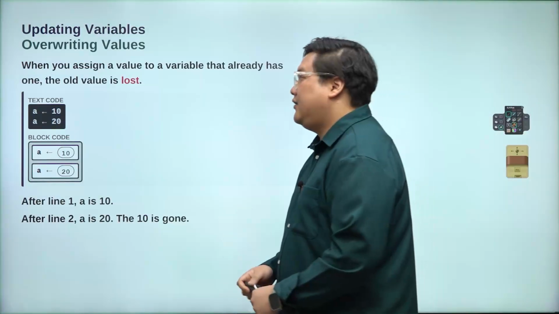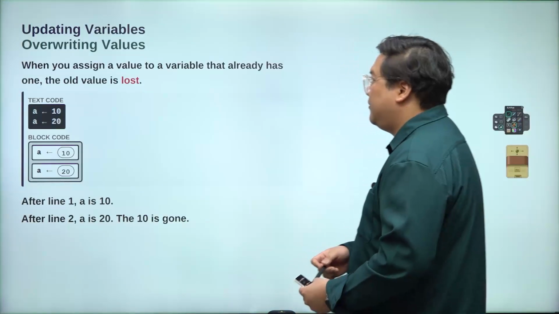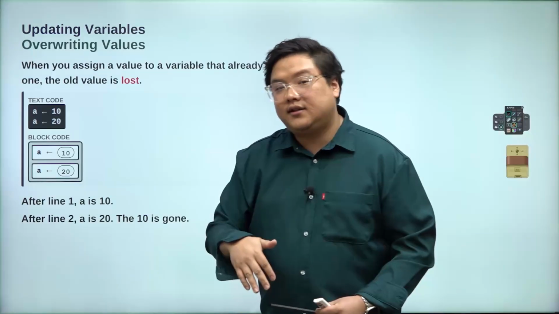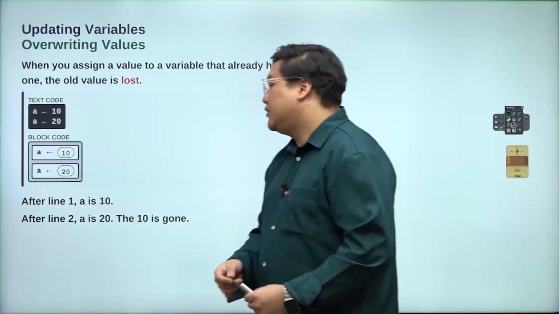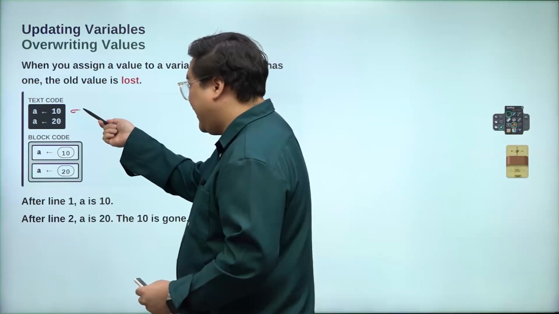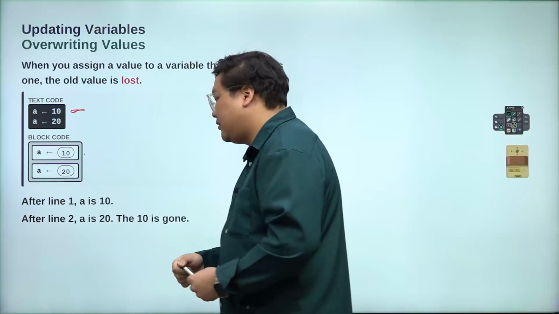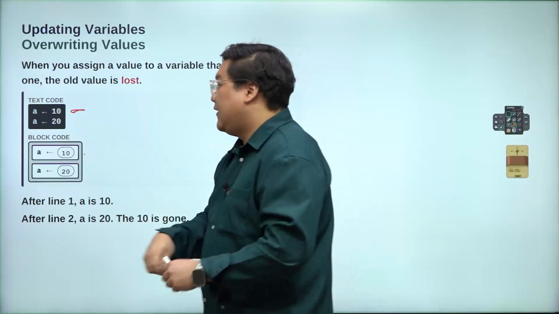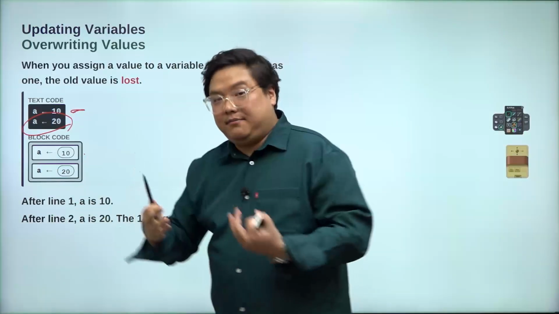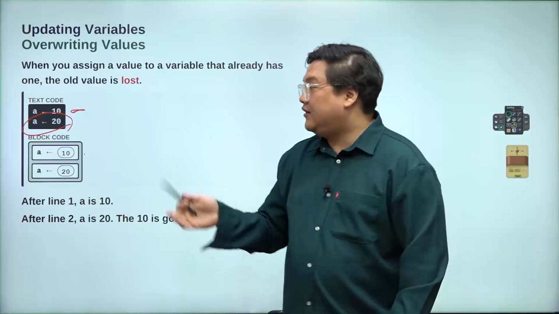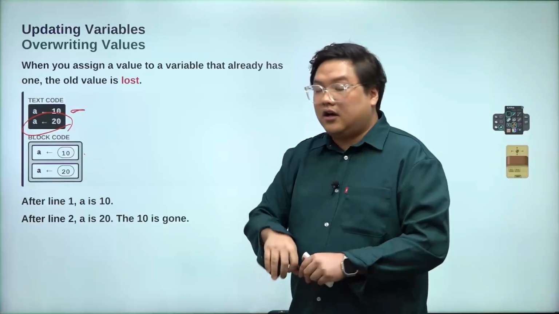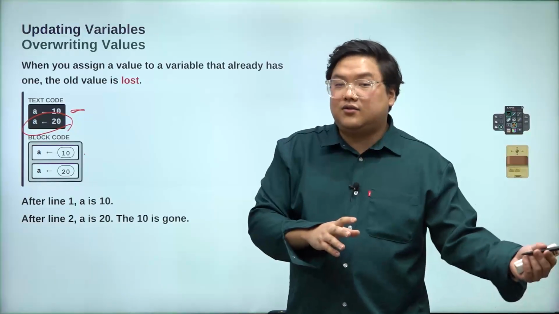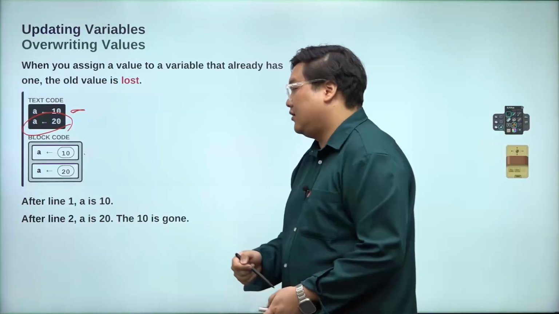And overriding values: when you assign a value to a variable that already has one, the old value will be lost. It's discarded from memory. So after line 1, a equals 10 in both text code and block code, a will be 10. And then when we do this, it's reassignment, okay? So we are reassigning the value to the a variable. The 10 would be replaced with 20, and the old 10 is just discarded, and it gets lost in the memory.